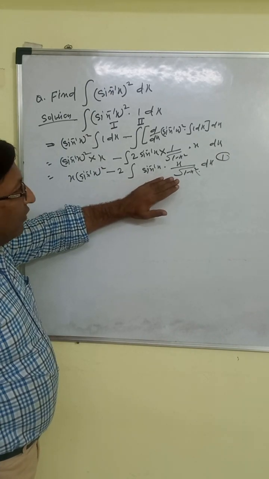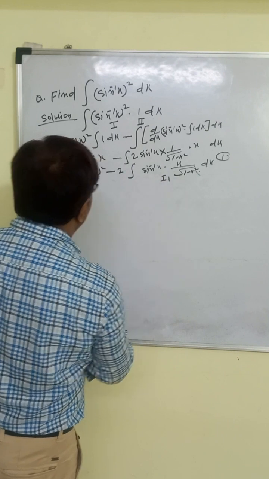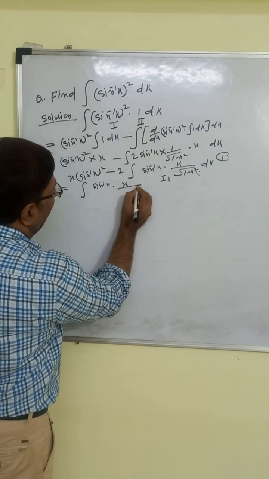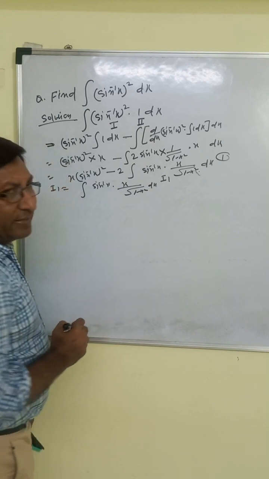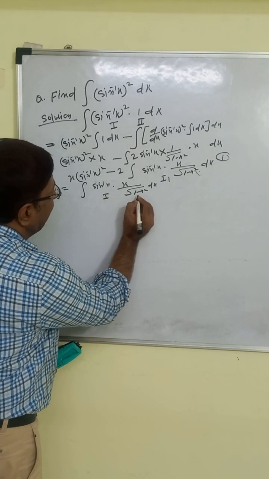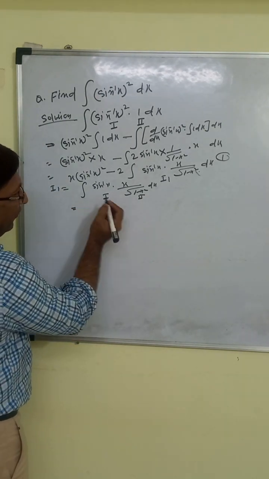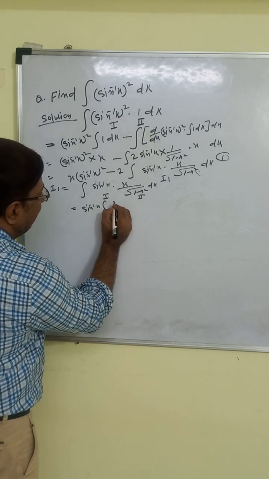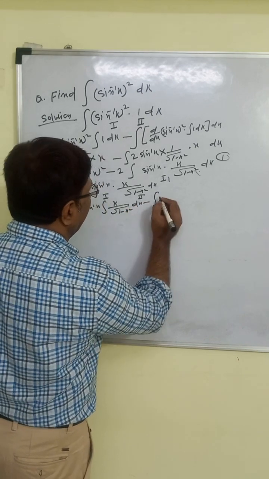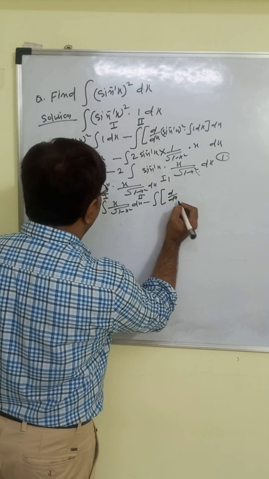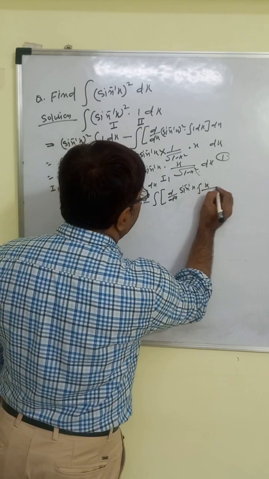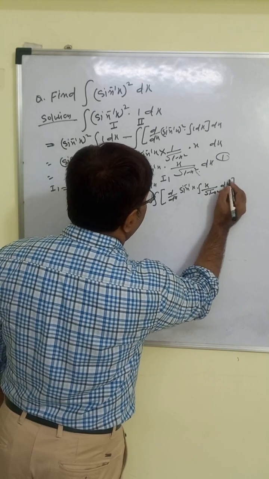Now this part we will solve first. Suppose this is I1. So I1 is equal to the integration of sine inverse x into x upon root under 1 minus x square. So here again this is an inverse function and this is an algebraic function, so we make this the first function and this the second function. Again according to ILATE, leave the first: sine inverse x times integration of x upon root under 1 minus x square dx, minus integration of the derivative of the first function, dy/dx of sine inverse x, into integration of the second function, that is x upon root under 1 minus x square dx.